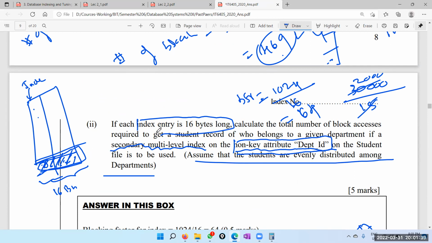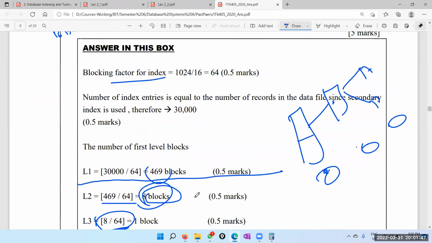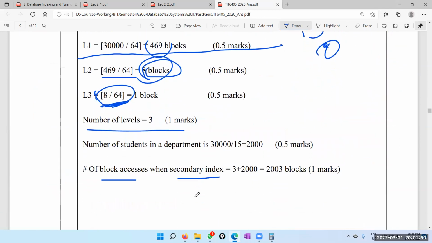Question: if each of the entries and so on, calculate the total number of block accesses. And now it is 3 level, meaning 3 accesses. That is fine. And number of students in one department is 2,000. So if the number of students in one department is 2,000, why do we have to access 2,000 different blocks?